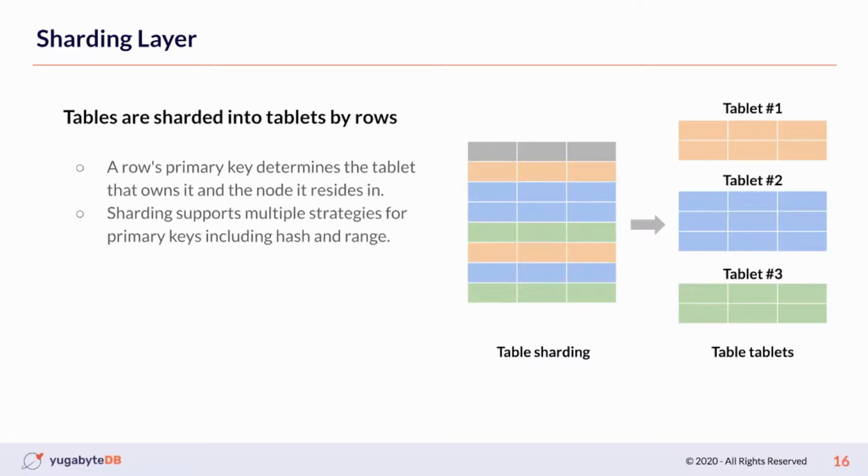Or you could do range sharding, where the data is lexicographically sorted and each tablet is really a contiguous set of rows of the original table, which allows for better range queries. Hash sharding allows better distribution of data and eliminates hotspots, while range sharding allows for range queries.